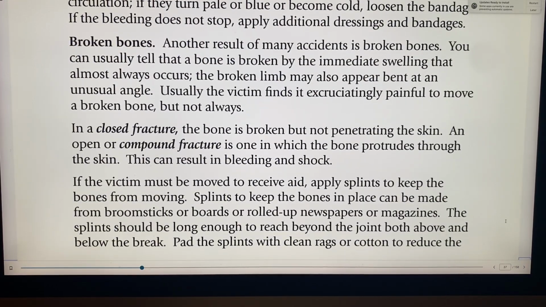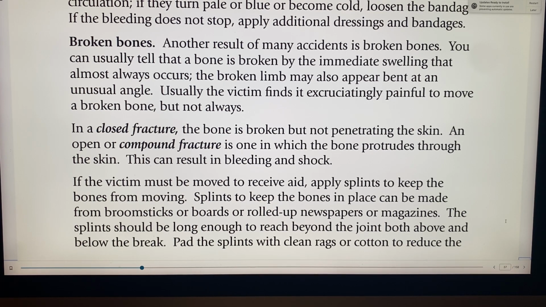Broken bones. What do we do? Well, you can know something's broken if it has immediate swelling. Now, it could be sprained, of course, but we always think most likely we need to treat for broken bones, because even if we don't have an x-ray, we can't tell if it's just sprained. But if there's swelling and maybe the arm or leg is bent at an unusual angle, it can be excruciatingly painful for them to move.